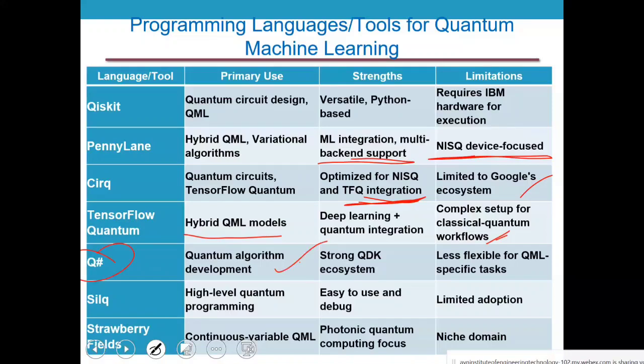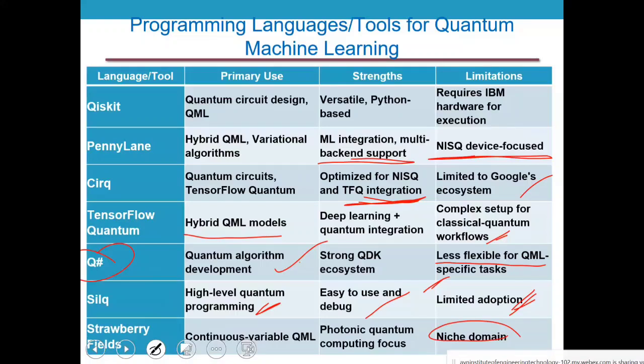And QDK is for quantum algorithm development, and it is strong for the QDK ecosystem, with less flexibility for QML specific tasks. Silq is a high-level quantum programming language, easy to use and easy to debug, but with limited adoption across multiple applications and tasks. Strawberry Fields is for continuous variable quantum machine learning, and photonic quantum computing focus is the strength, while being a niche domain is another limitation.